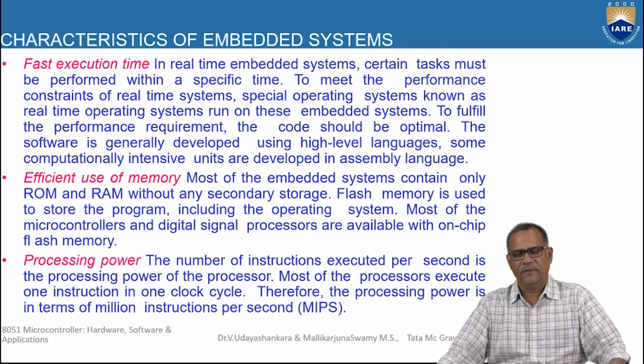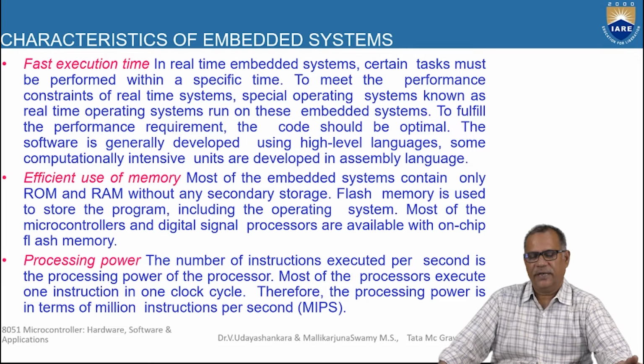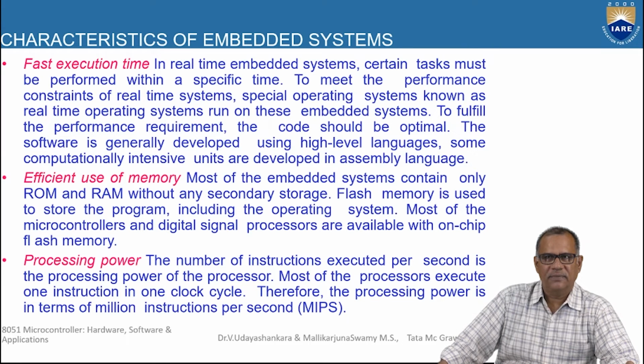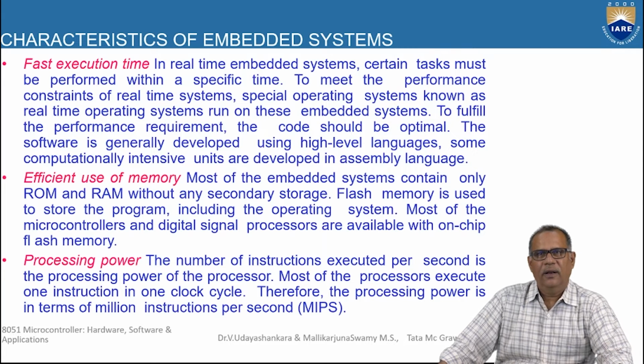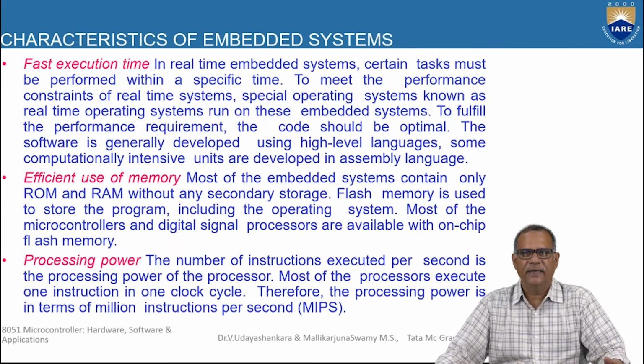And the other characteristics of embedded systems are fast execution time, efficient use of memory, and processing power. For fast execution time, in real-time embedded systems, certain tasks must be performed within a specific time. To meet the performance constraints of real-time systems, special operating systems are used. To fulfill the performance requirement, the code should not be more, it should be optimal. The software is generally developed using high-level languages, and some computationally intensive units are developed using assembly language.